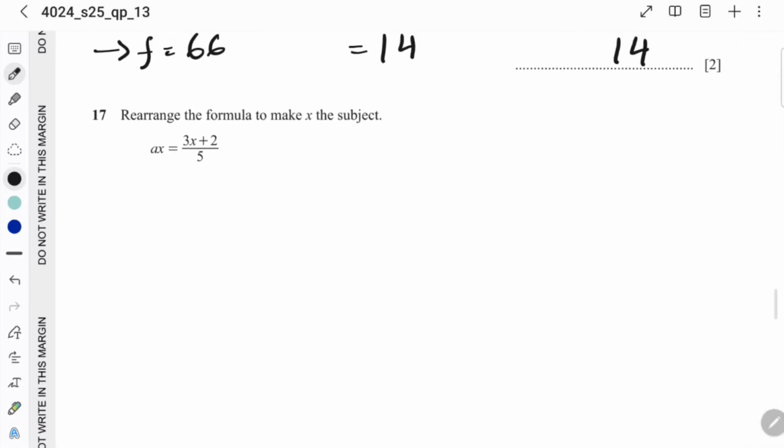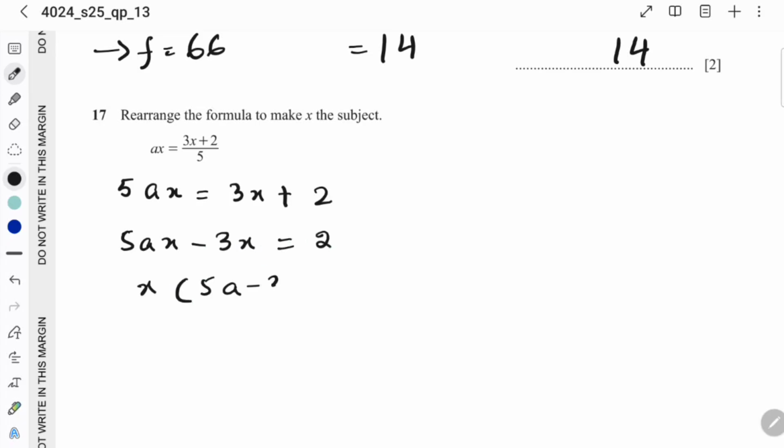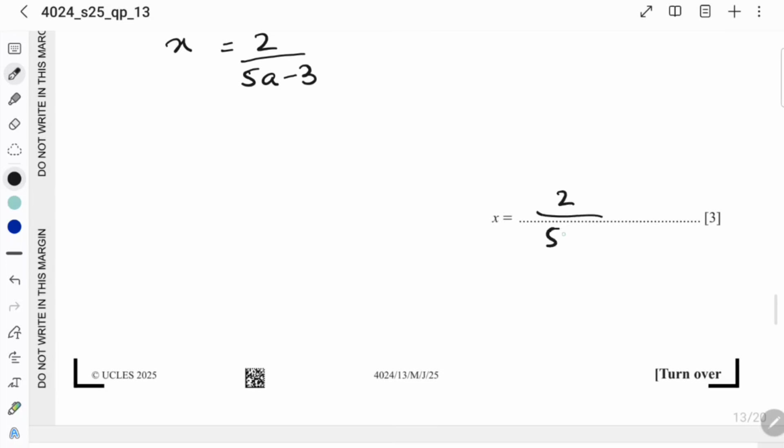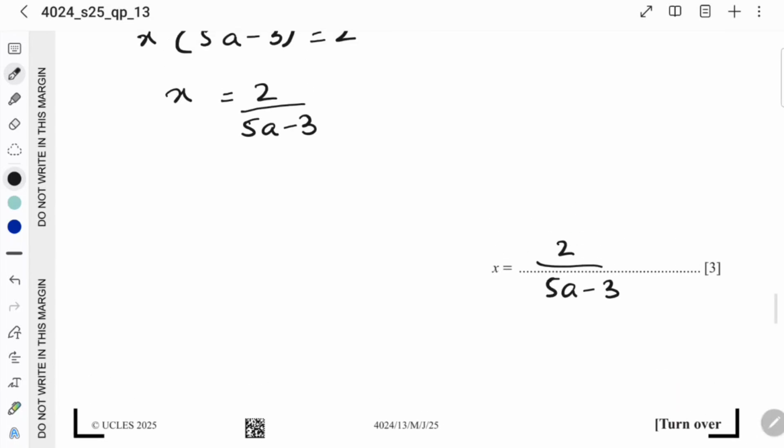Now rearrange the formula to make x the subject. Okay. So we are just making ax is equals to multiply with 5. 5ax is equals to 3x plus 2. Because x is coming twice in this question, what do? We write down x at one side and take out x common to make it once. Okay. x(5a minus 3) is equals to 2. So x is equals to 2 upon 5a minus 3. All right. So write down 2 upon 5a minus 3, and it's 3 marks question.